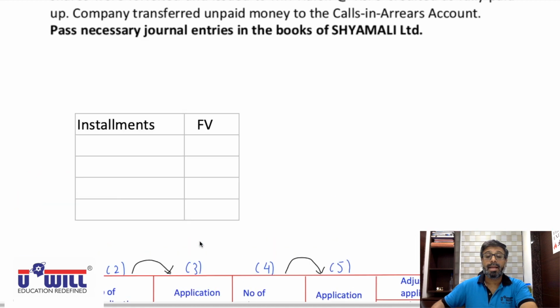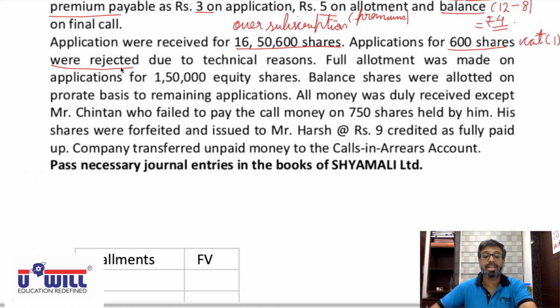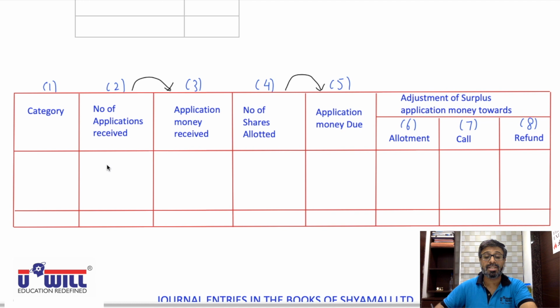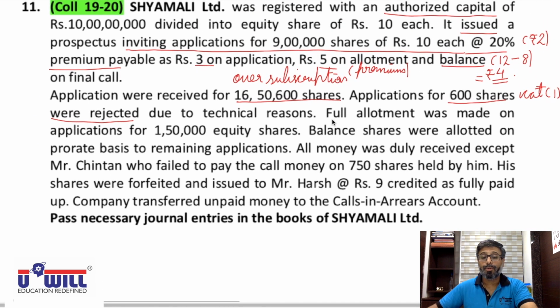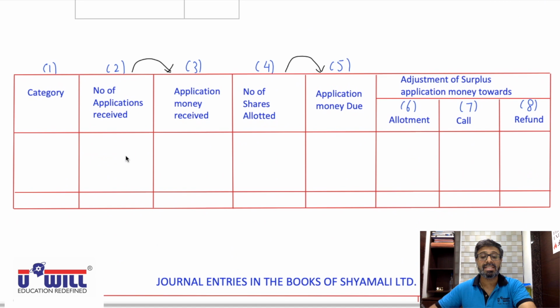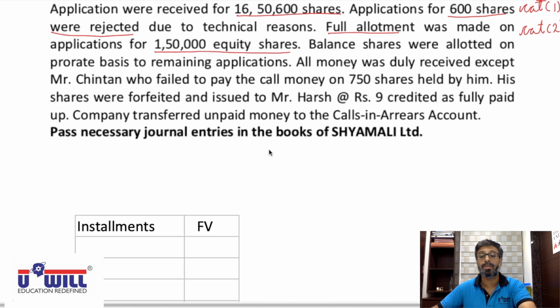I repeat, applications for 600 shares were rejected means we will take number of applications received as 600 and against that number of shares allotted 0, that is nil. Further, full allotment was made on applications of 1,50,000 equity shares. This will be category 2 in our workings. Full allotment means applications received are 1,50,000 and number of shares allotted is also 1,50,000.